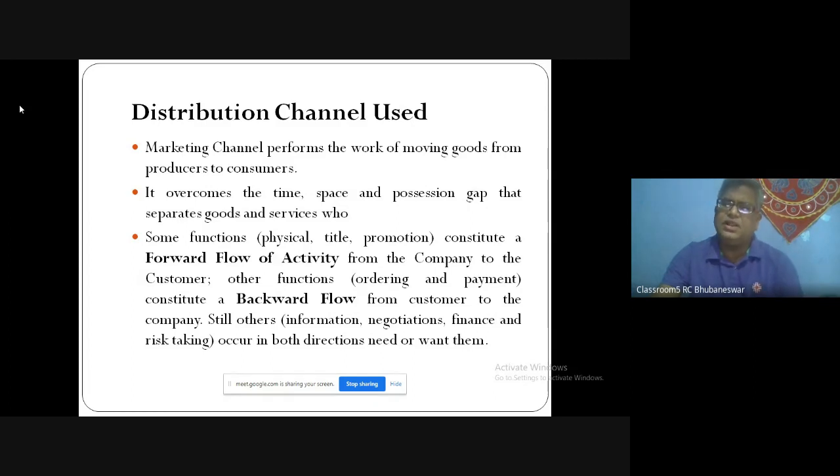For example, when you purchase a motorcycle in a particular showroom, financing facilities are made available by the particular automobile company, or the type of services they provide. That type of negotiation, that type of EMI system, financing and risk exposure system is also covered under the backward flow. This is related to the service industry only. But forward flow of activity is always related to the manufacturing industry.